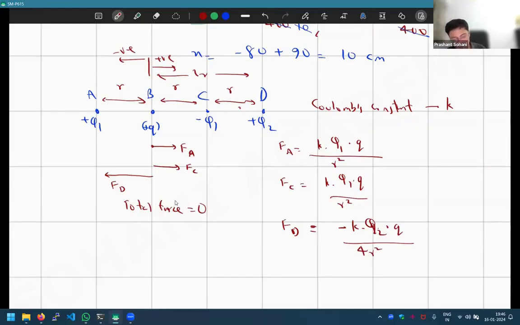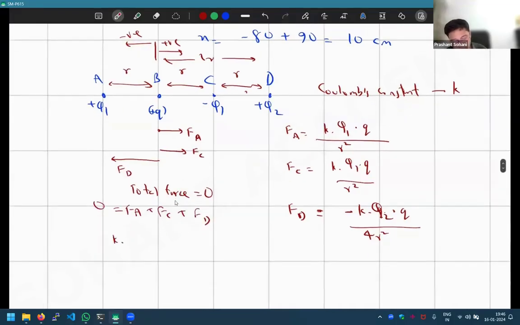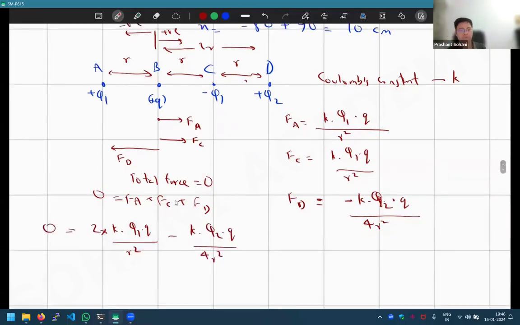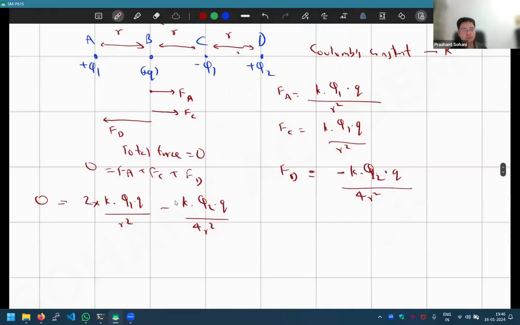And what we are saying is that the total force, which is FA plus FC plus FD, is 0, right? So if I just add up all of them, I'm going to get K times Q1 into q upon R square into 2, because FA and FC are going to add up, minus K times Q2 into q upon 4R square. This is 0. In this expression, you will see that so many things are going to get cancelled. K is going to get cancelled, small q is going to get cancelled.